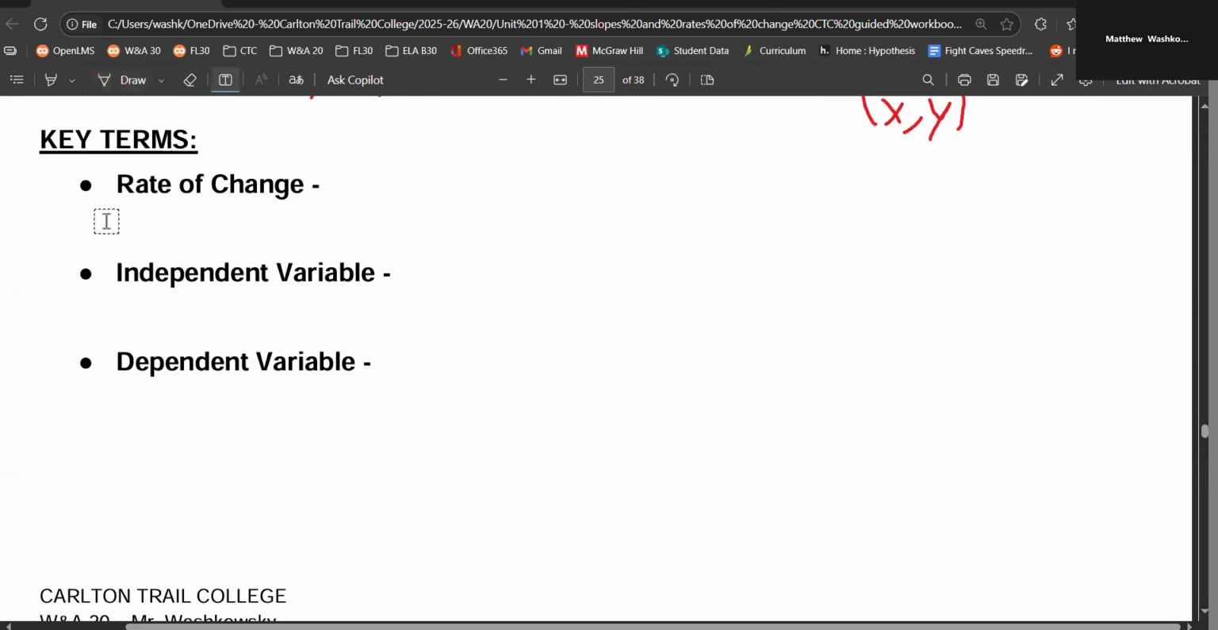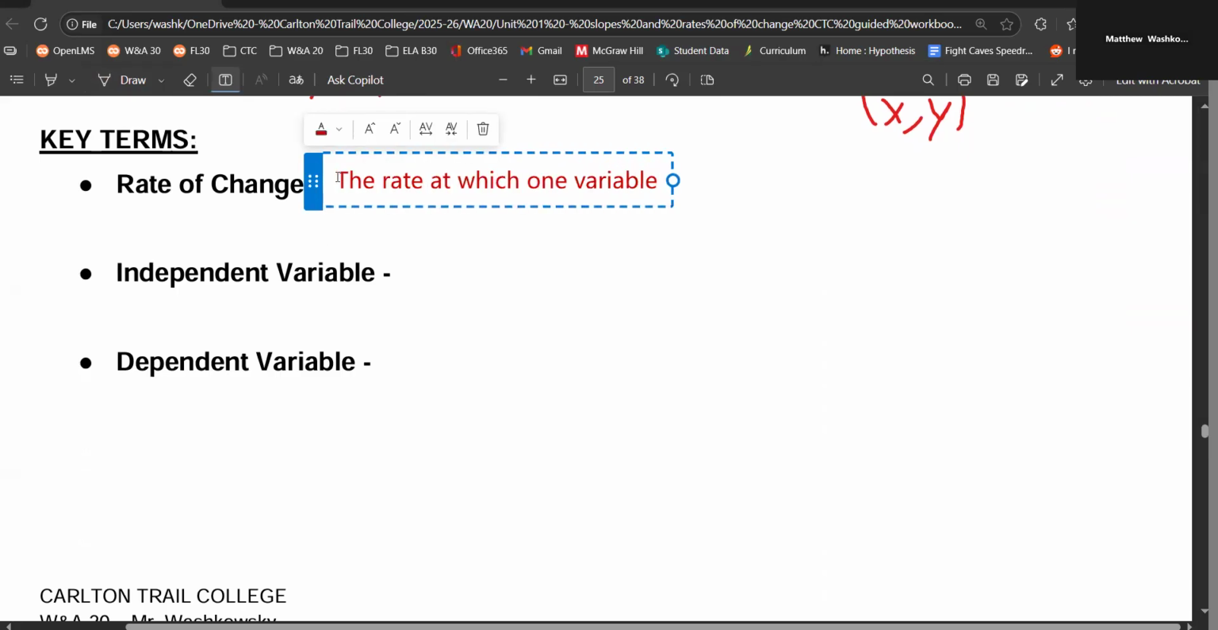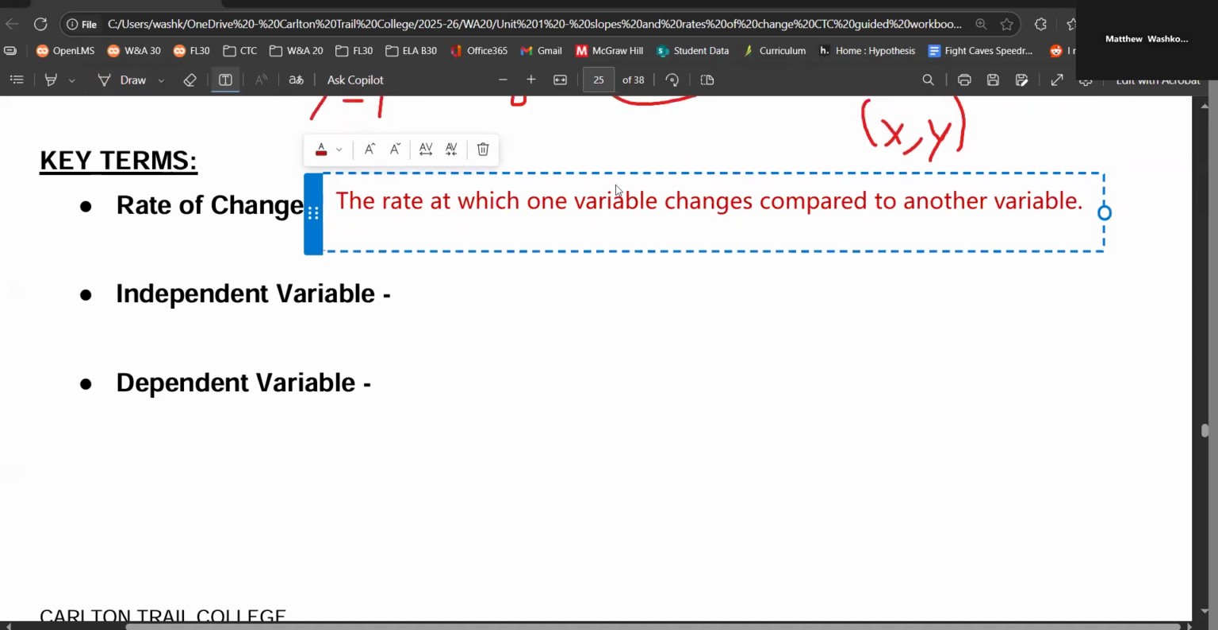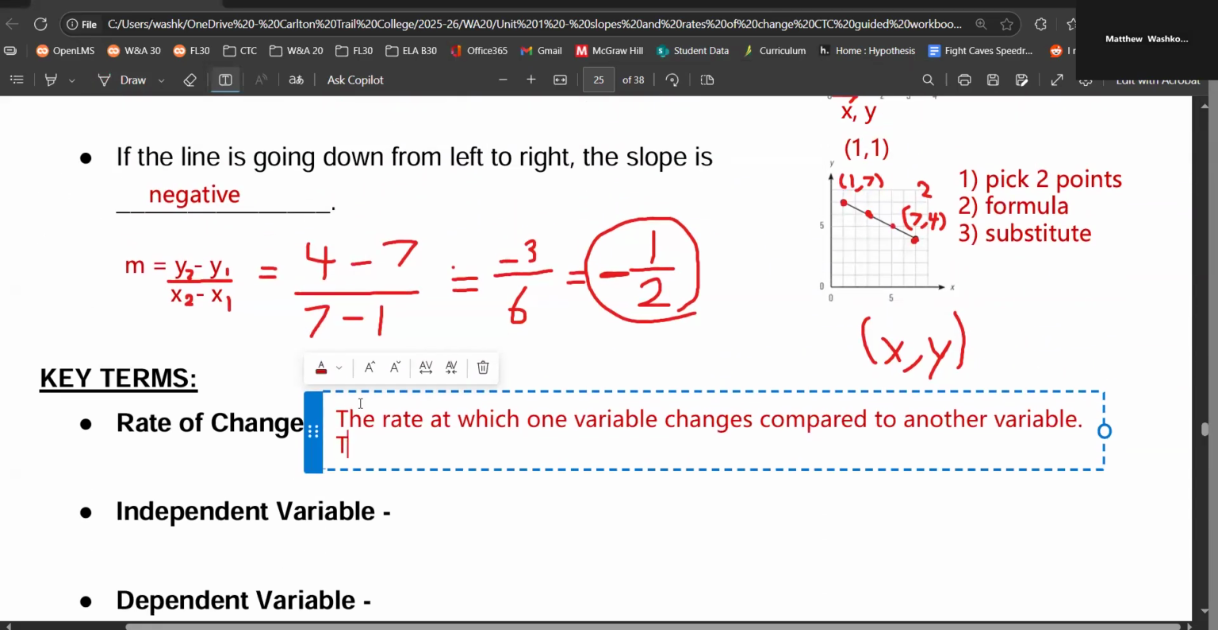Okay, so key terms here. So first off, we have a rate of change. This is the rate at which one variable, one thing, changes compared to another variable. Okay, and I'll give you an example here on the graph above. For example, the rise changes by 1 when the run changes by 2 in this case, right? It's just showing the rate that 2 things change.